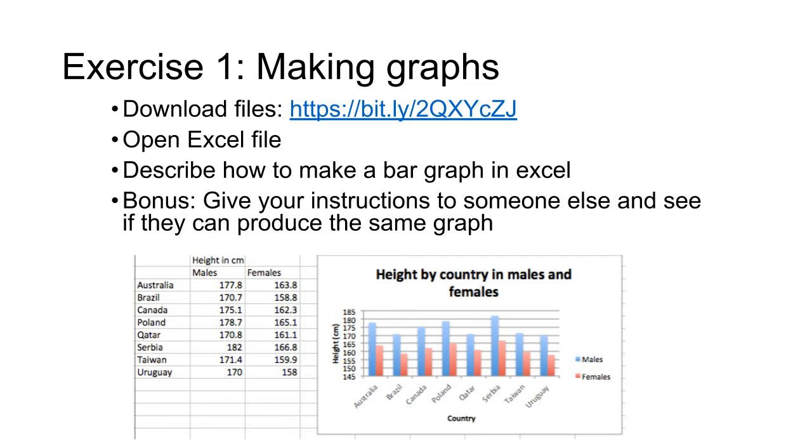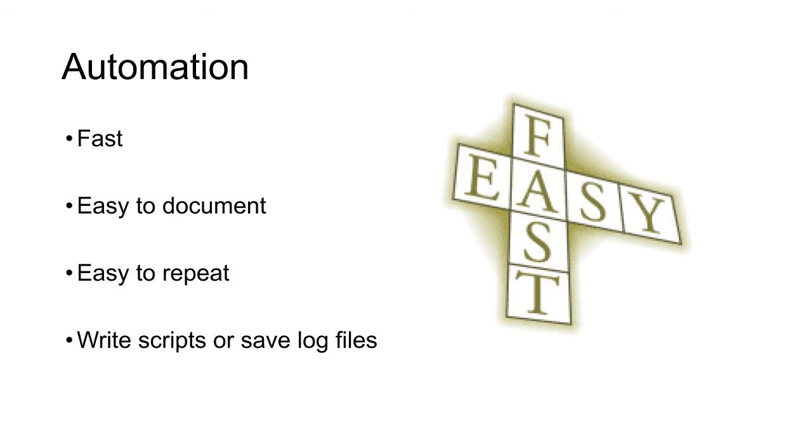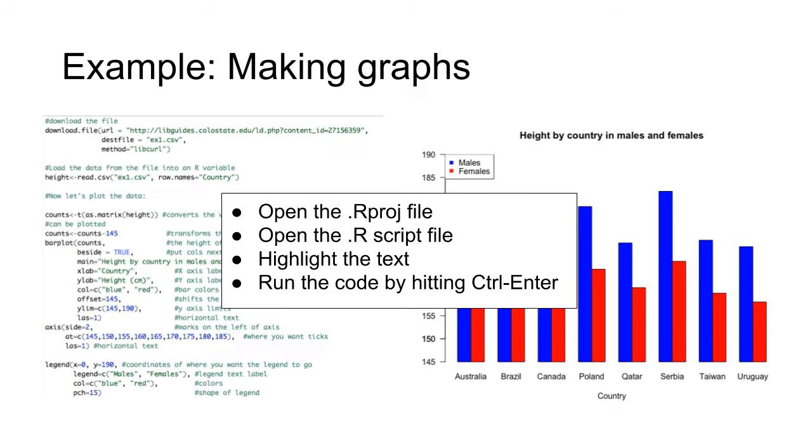How did you do with your graph? Was describing the steps easy or difficult? Do you think someone could make the exact same graph based solely on your instructions? By now, you've probably realized that documenting how to make an Excel graph is harder than it looks. You could avoid all that hassle by automating this process. Learning how to code takes time up front, but makes documentation fast and easy to repeat.